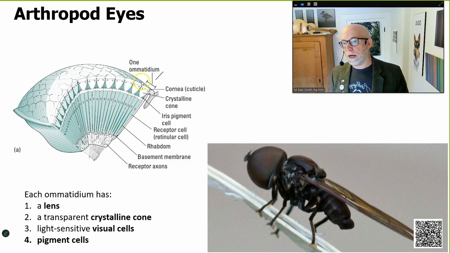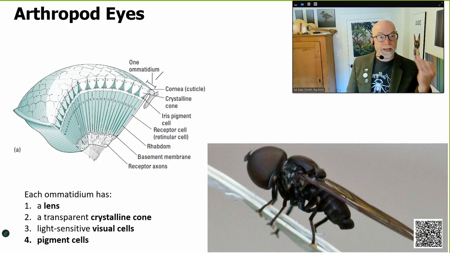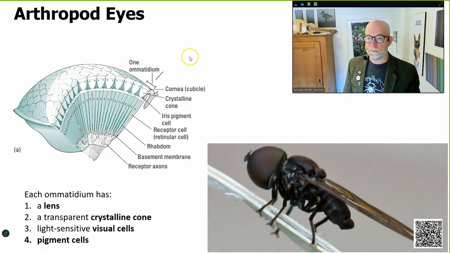So here we have a compound eye that we've taken a slice out of, and we take a look at this one where my cursor is moving across, one ommatidium. Each ommatidium has a cornea, a crystalline cone, some iris or pigment cells, and then a long column of receptor cells with rhabdomes that contain the pigments, connected to a basement membrane, and through the basement membrane to the nervous system. So each ommatidium has a lens, a cone, light-sensitive visual cells, and pigment cells.